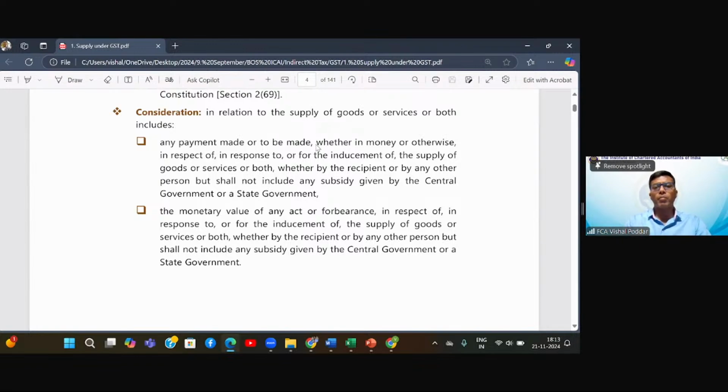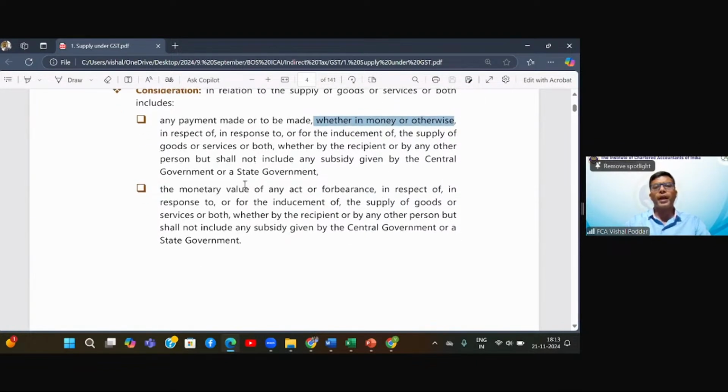Now, this payment may be in terms of money or otherwise. So otherwise will mean non-monetary form, and it should be in respect of, in response to, or for the inducement of the supply. It means it has to have a direct quid pro quo connection with the supply. If the consideration is independent of supply, then it is not called consideration, it is mere money, and there will be no GST. If you remember, we had discussed certain circulars relating to charitable trusts, donations, etc.